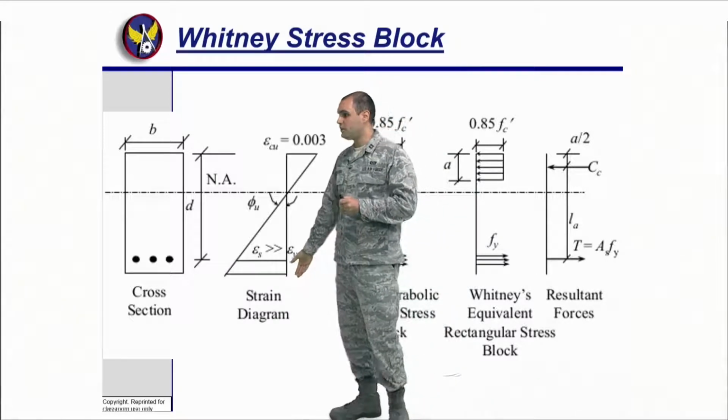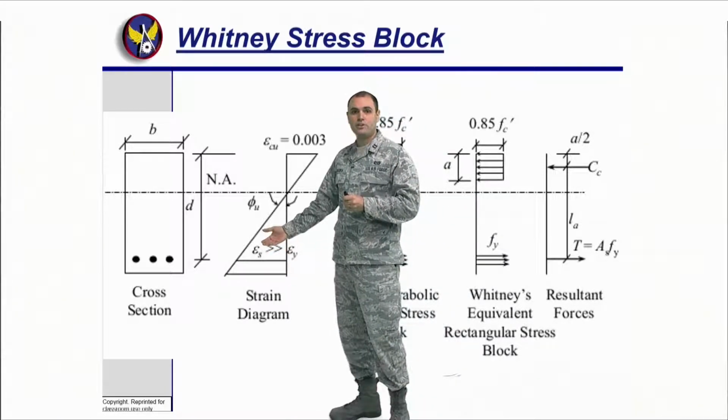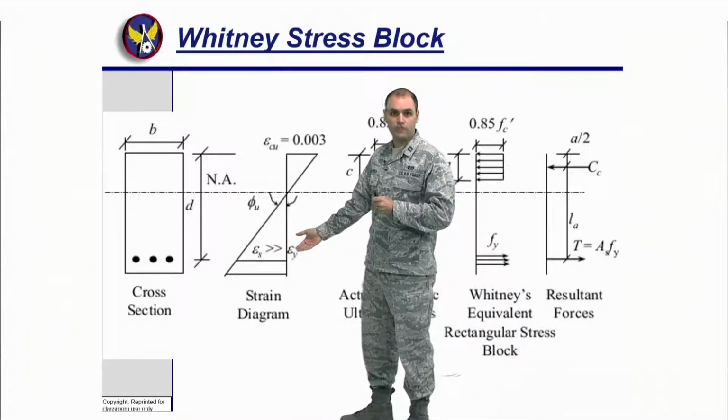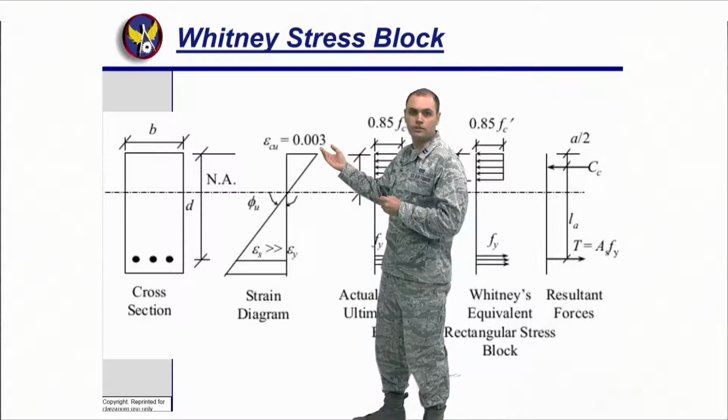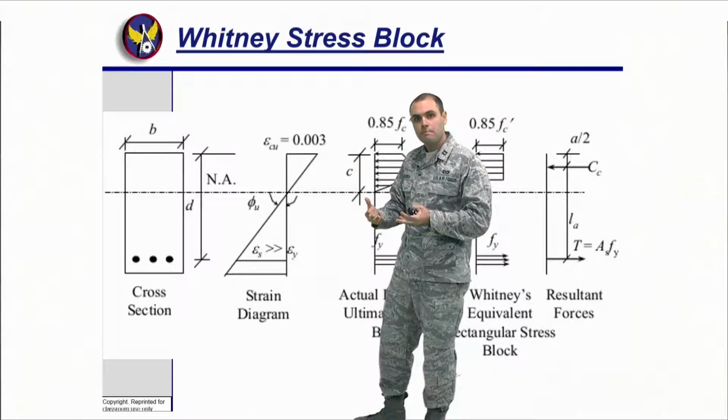And the other one you see here is the strain of steel. We want to make sure that the strain of steel is larger than the yield strain of steel, but is smaller than the concrete strain. Why?